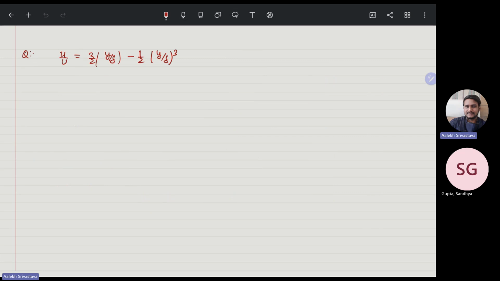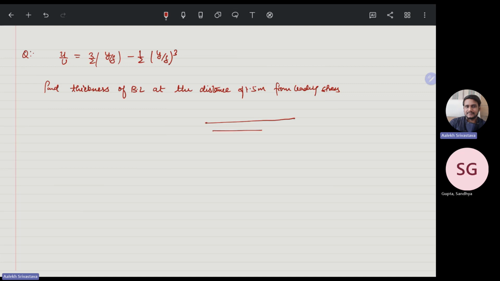Now it says find the thickness of the boundary layer at the distance of 1.5 meter from the leading edge. Suppose this is your leading edge. From here, 1.5 meter, you find what is the delta.